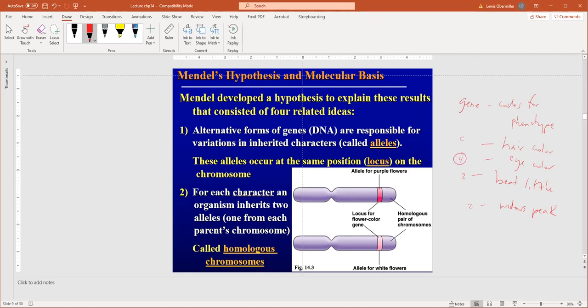You could probably think of 5 different hair colors. So these are called alleles. And you have 2 alleles for every trait. One you got from mom and one you got from dad. So in the flowers, we would have an allele for purple flowers, right? And we would call that big P. And then we would have an allele for white flowers, and we'd call that little p.